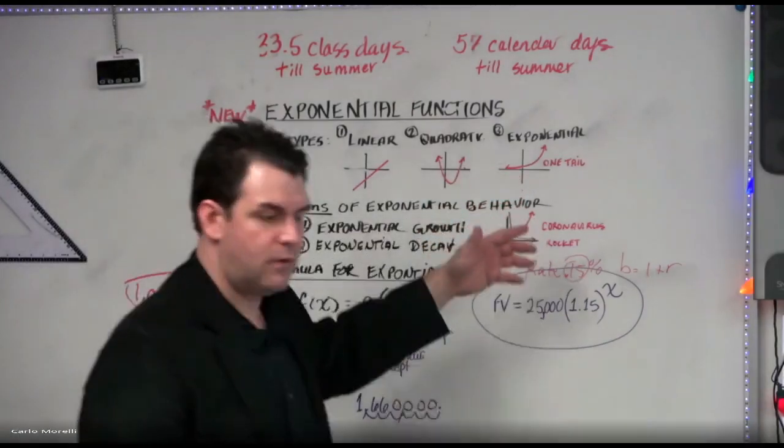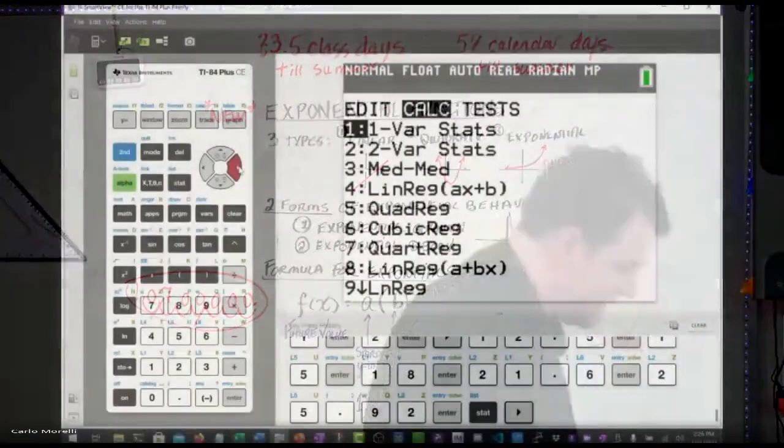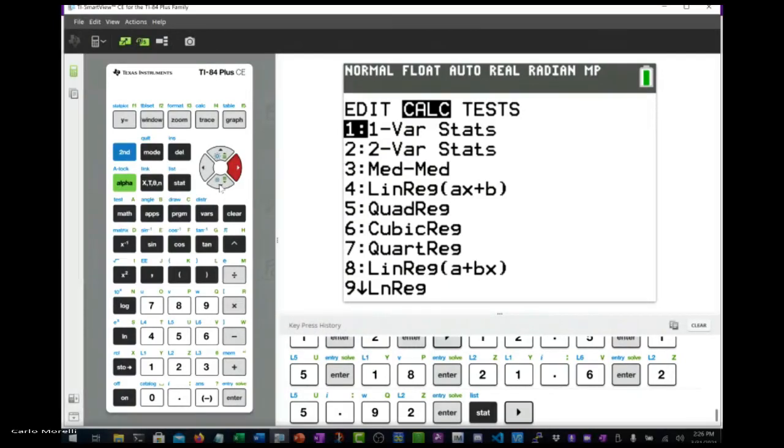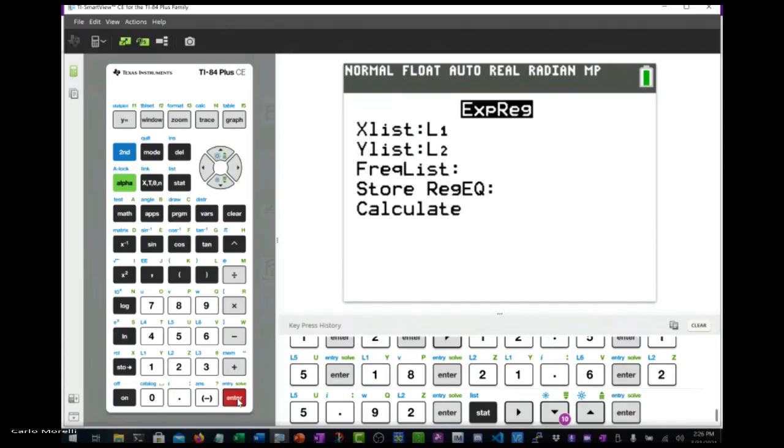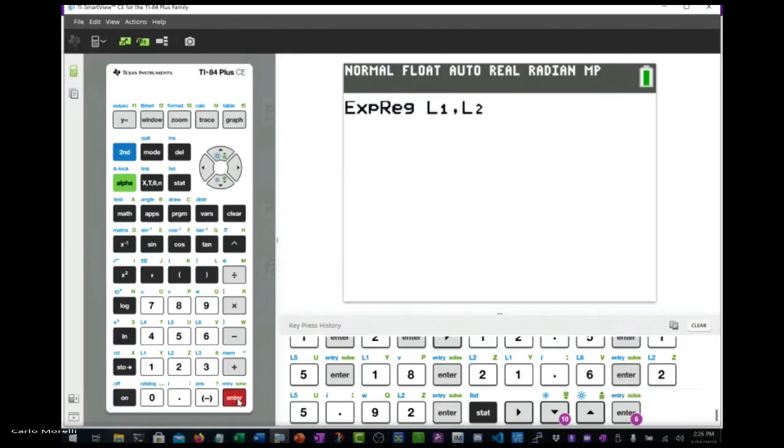Exp reg. Now, if we go back to the calculator, there is no exp reg. But if you go down below the bottom of the screen, you see it there. Exp reg, exponential regression. So go ahead and hit enter or hit the number 0 on your calculator and then just go boom, boom, boom 5 times.